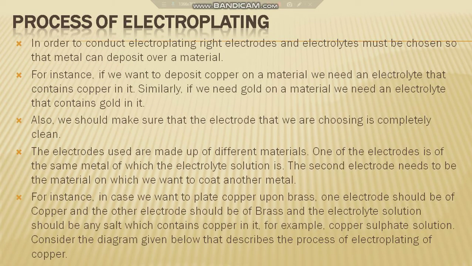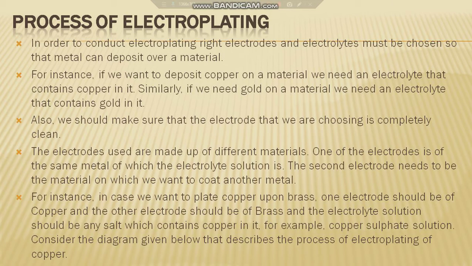Now coming to the process of electroplating, in order to conduct electroplating, the right electrodes and electrolytes must be chosen so that the metal can deposit over a material. For instance, if we want to deposit copper on a material, we need an electrolyte that contains copper in it, that is, a liquid that contains copper. Similarly, if we need gold on a material, we need an electrolyte that contains gold in it. Also, we should make sure that the electrode that we are choosing is completely clean.